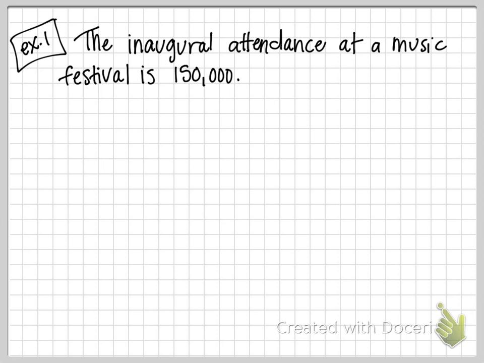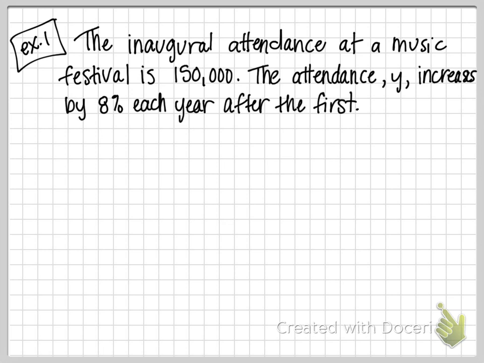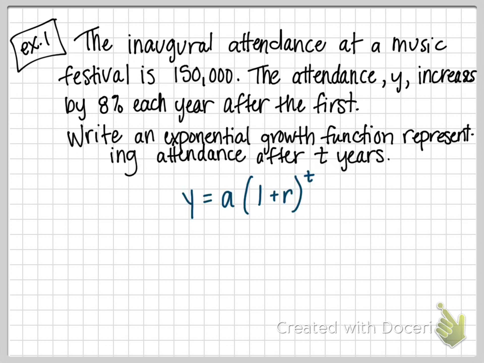A lot of these are word problems because it has to do with growth of something, so we'll have to pull information from a word problem. So example 1 says, the inaugural attendance at a music festival is 150,000 people. That's a lot of people. It says the attendance, which they're going to call Y, increases by 8% each year after the first year. So it's going up 8% every year after that first year. Can we write an equation for this? That's exactly what we're going to do. It says write an exponential growth function representing attendance after T years in this problem.